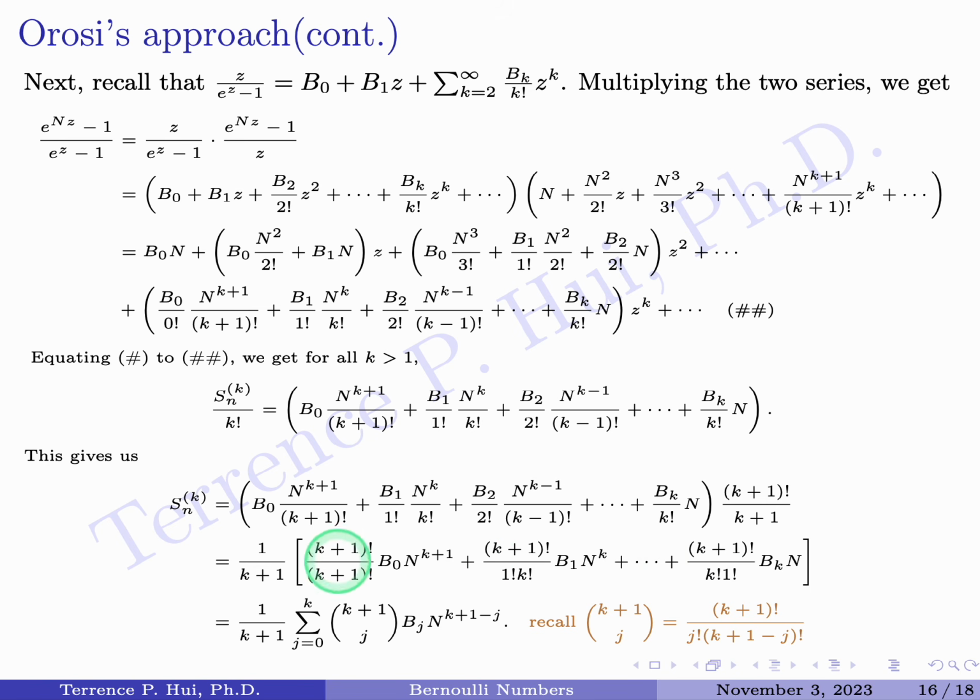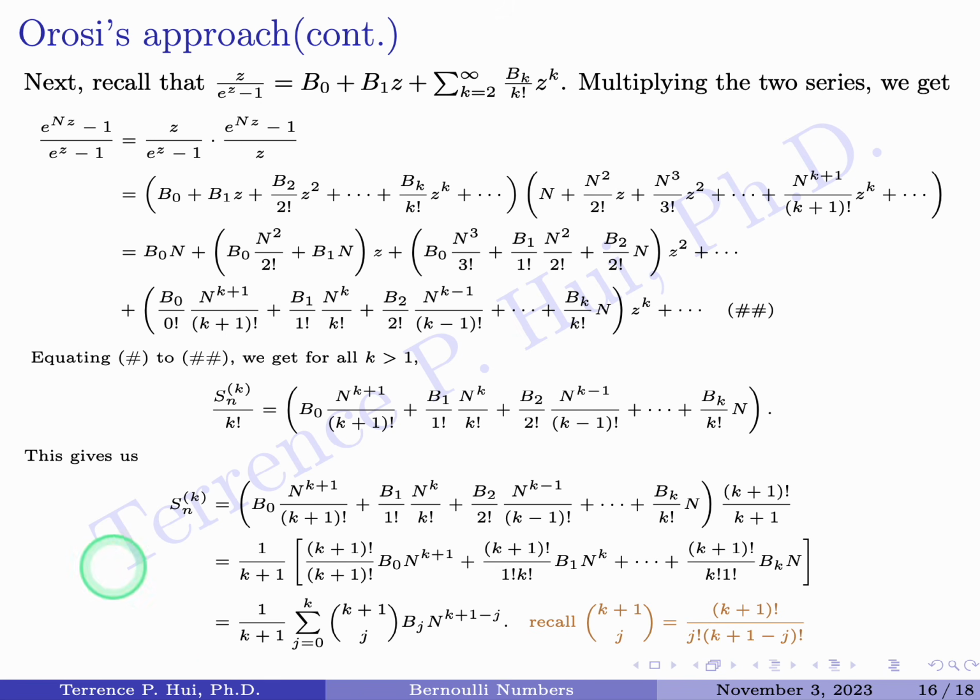Look at this pattern. (k+1)! over (k+1)!, (k+1)! over 1! k!, and so on. This is the same thing as (k+1)! over j! times (k+1-j)!, right? So you're going to run j from 0 all the way to k. And that formula is, in combinatorial notation, exactly k+1 choose j.